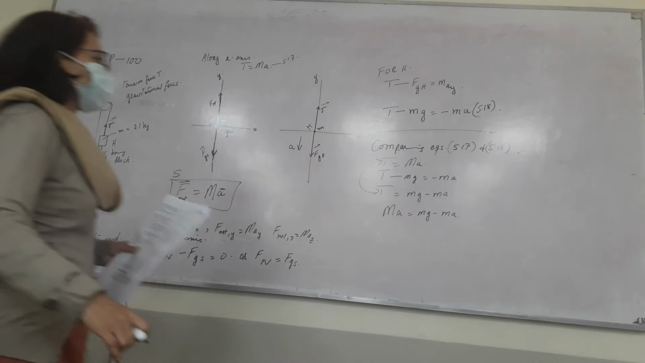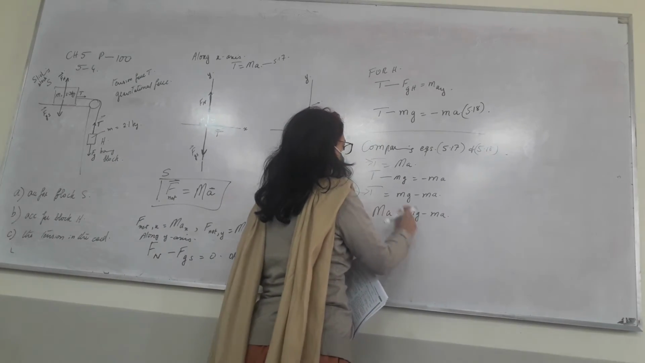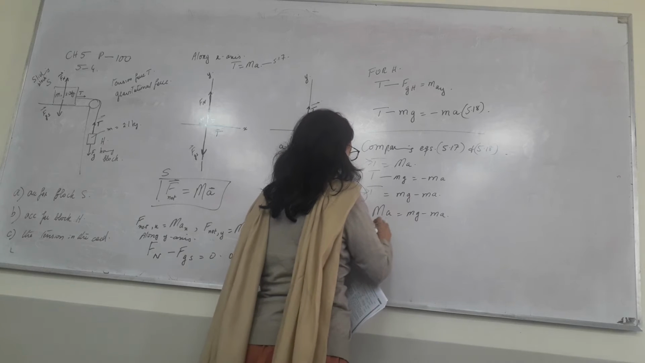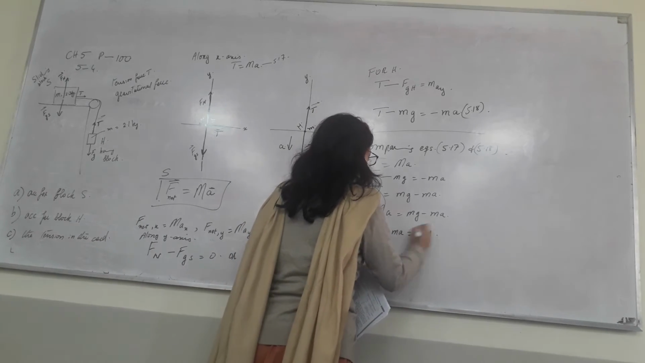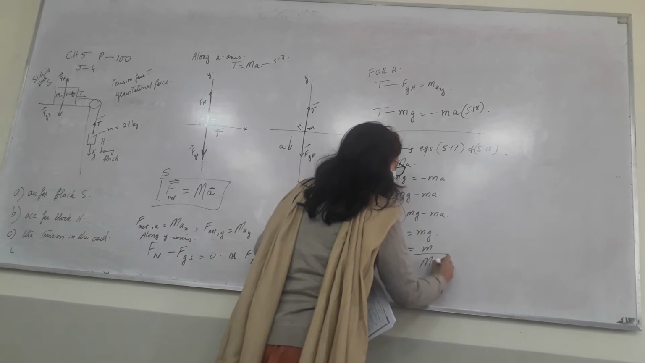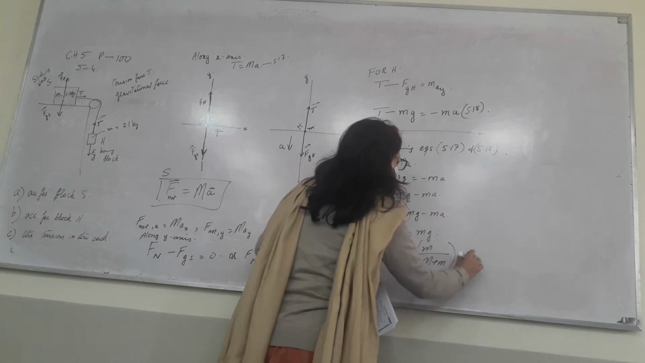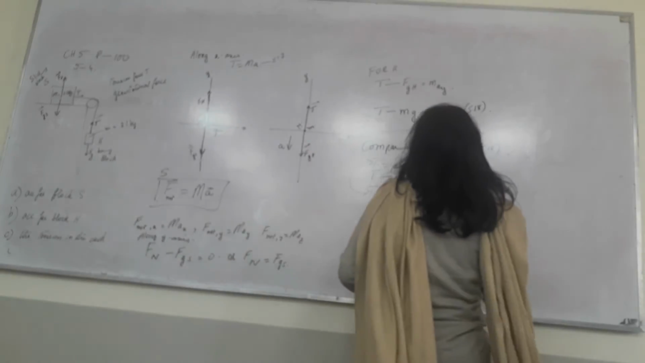Now we know that there are two kinds of accelerations here, a and g. Let us separate the a to one side. So, Ma plus small ma is equal to mg. From here we get that a is equal to M over M plus m multiplied by g. So, this is equation 5.19.